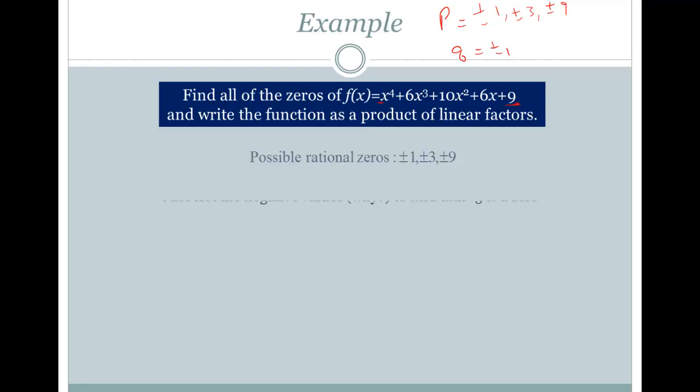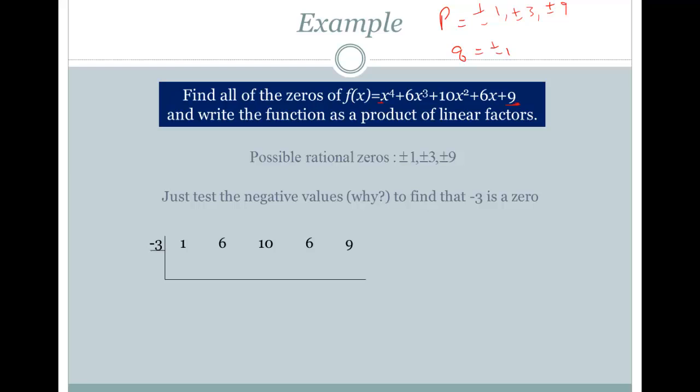Again, what would I like to do? Well, I'd like to find one of them. I just want to test the negative values here. Why do I just want to worry about negatives? Because every sign here is positive, and if I just plug in positives, all these positive terms will never get a 0. So I would test the negative ones, and I find that negative 3 is a 0. So it gives me a starting point.